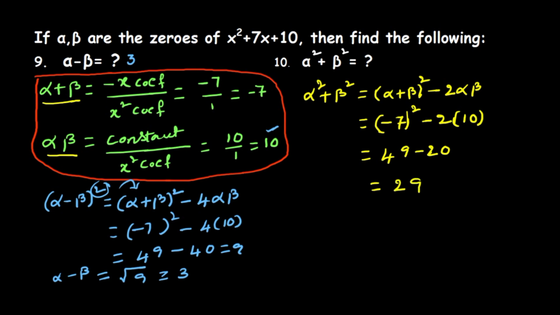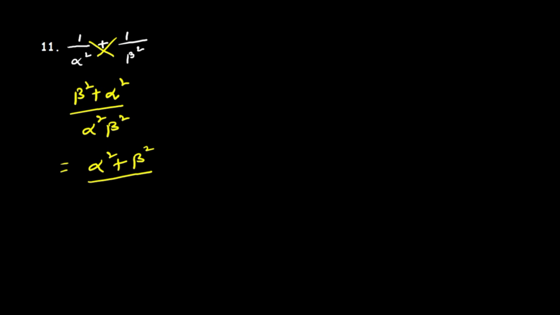Okay, so next question. Same model: 1 by alpha square plus 1 by beta square. For this, take the cross multiplication, then you get beta square plus alpha square divided by alpha square into beta square. We write alpha square plus beta square in the numerator, and the denominator alpha square into beta square equals alpha into beta whole square. We can write a common power 2.